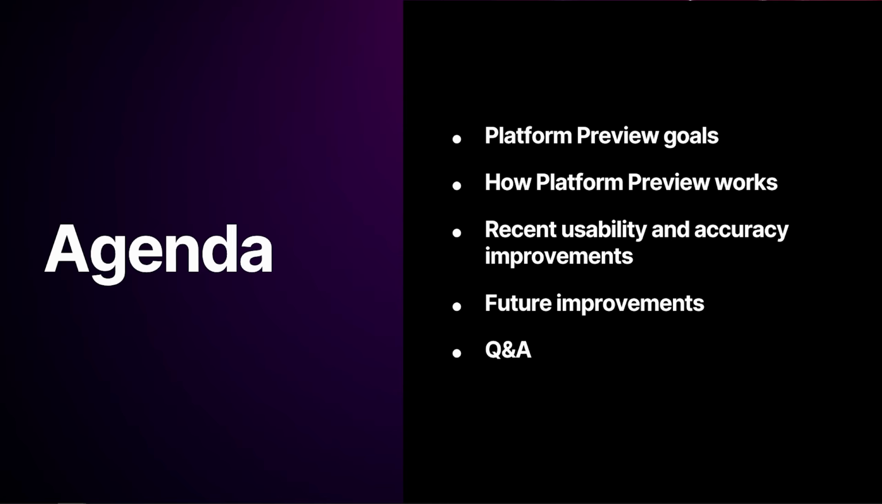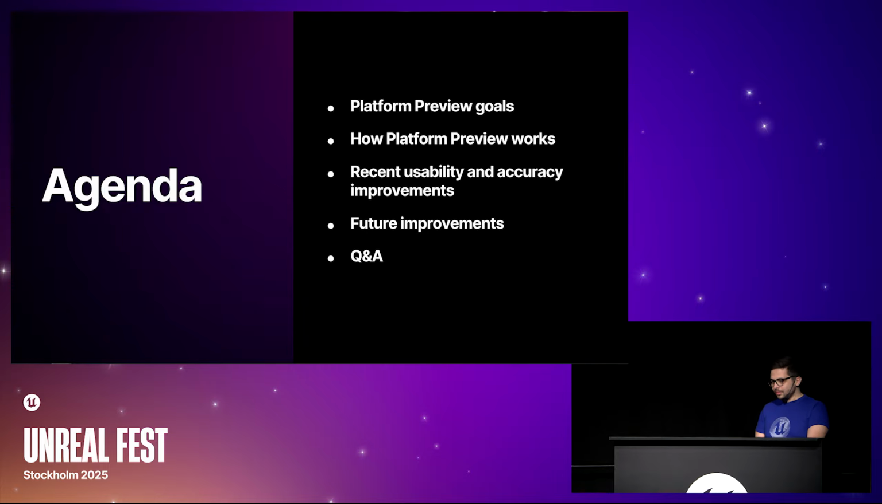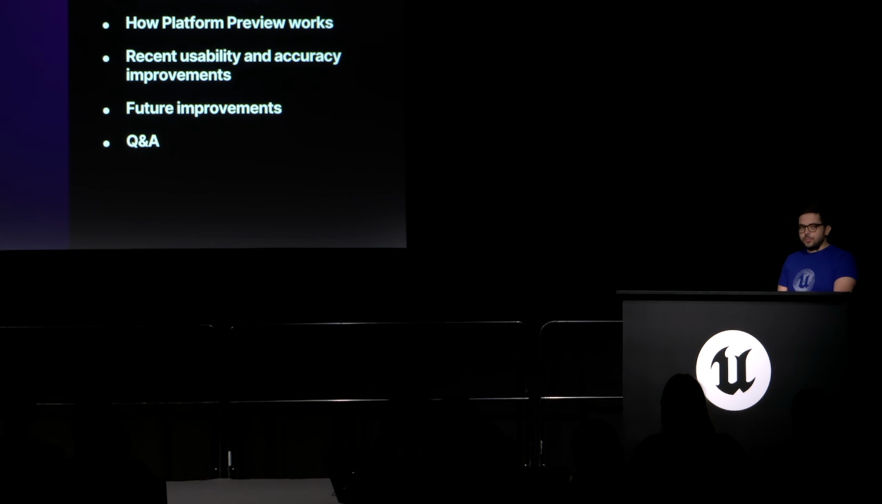We're going to go a bit through the agenda. First, we're going to talk about the platform preview goals. These are 3 pillars which we use to guide the development, and we strive to achieve them. Then we're going to go through how the mobile platform preview works. There might be some information you're already accustomed to, some new information, hopefully, and also going to have 2 examples of how it can be useful to your day-to-day debugging and hopefully make your lives easier.